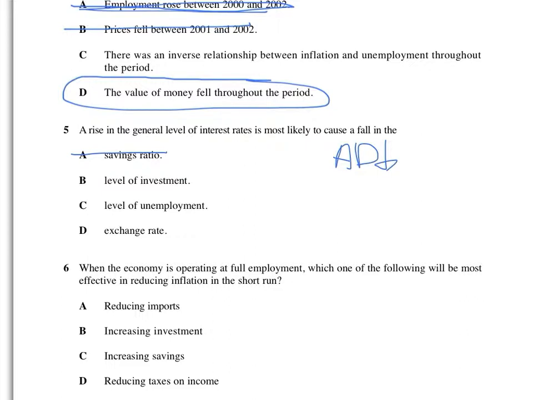It's obviously the level of investment, because if interest rates go up, then people aren't going to want to invest. The answer is B. Moving on quickly.